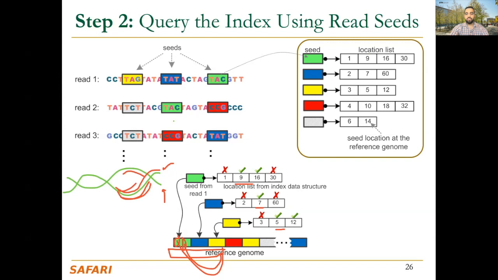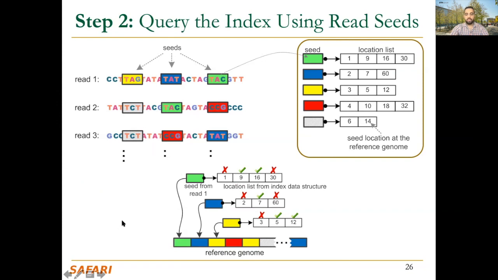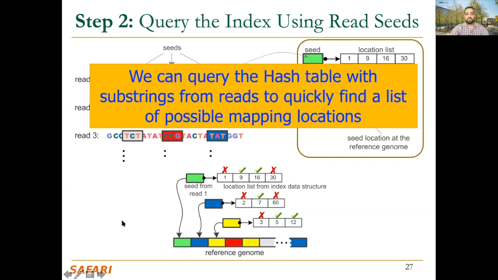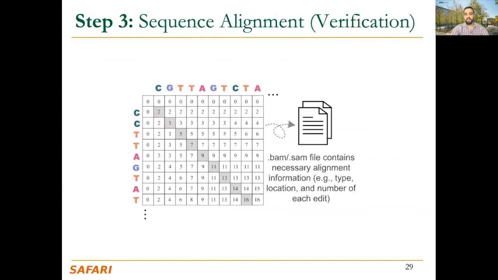Now, these are some of the challenges you will face once you do that. Let me clear the drawings. These are some of the challenges that we need to worry about while you do read mapping. Once you get the location, we can query the hash table with substring from reads to quickly find possible location. Again, the hash table might be one of the options.